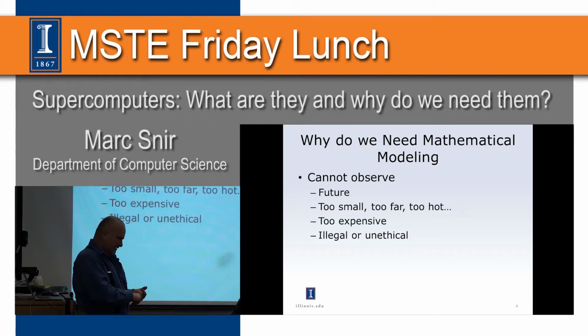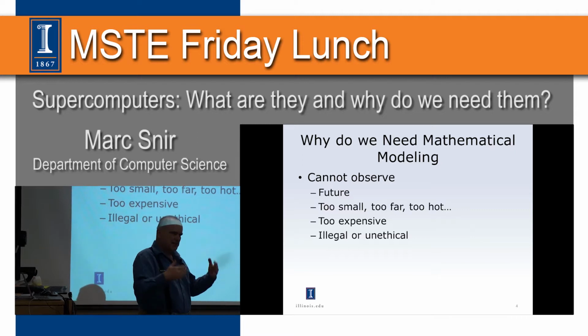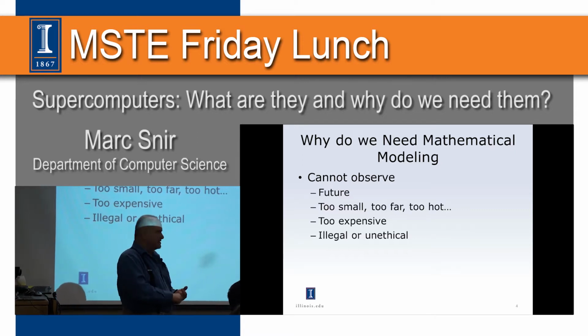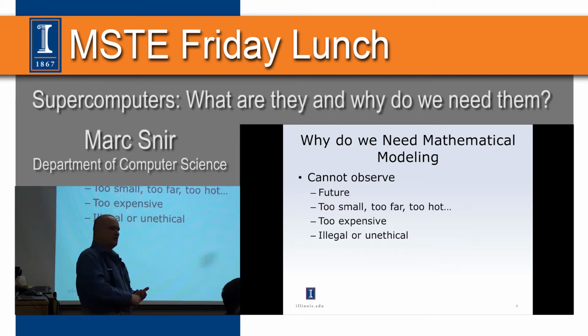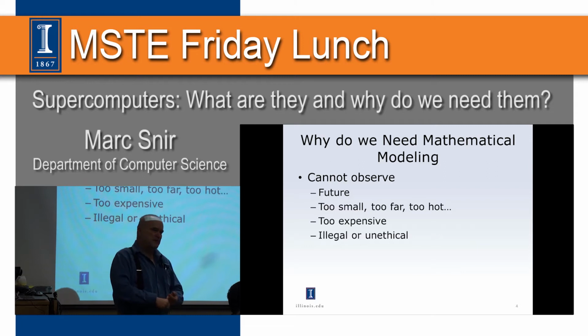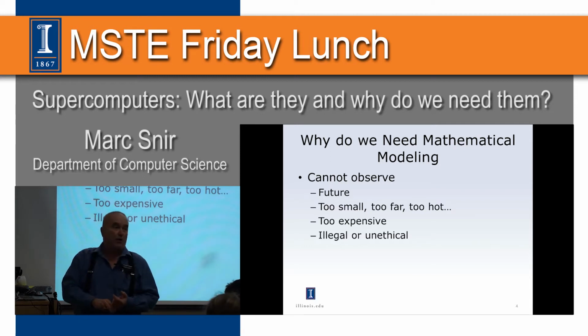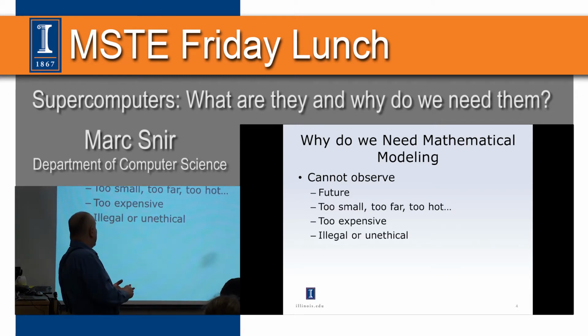Anyhow, what the animation didn't explain is why you do modeling rather than experiment or analysis. And the point is that we cannot observe everything. In particular, we cannot observe the future. So if you want to know what will be the weather in 10 days, you can wait 10 days, but there are reasons not to do it, or climate in 50 years.